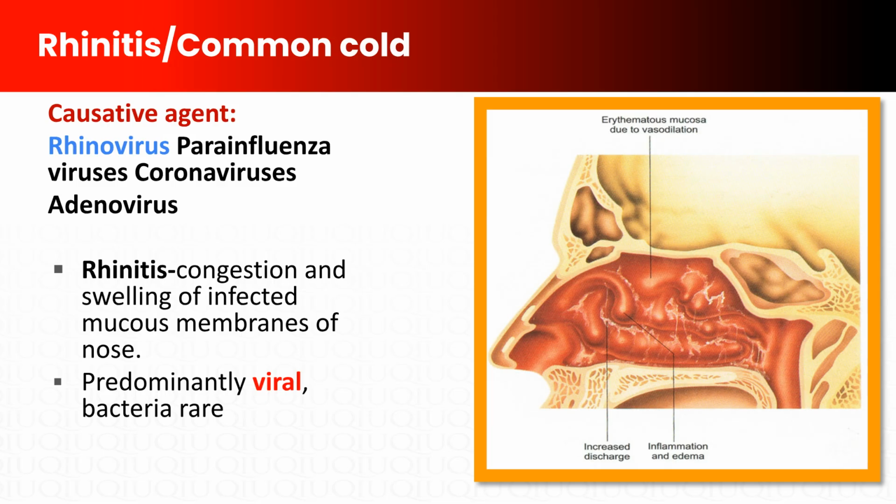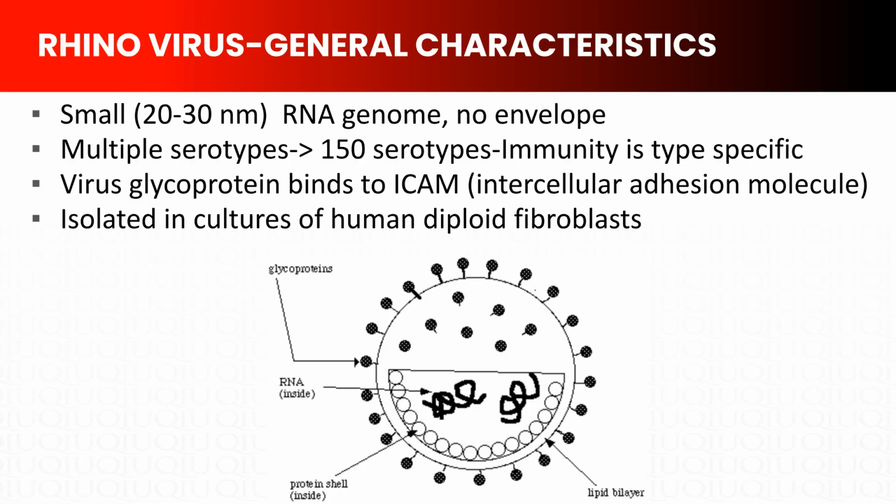It's crucial to emphasize that rhinitis is predominantly viral in origin. Bacterial causes are rare. This is important because it means antibiotics, which only work against bacteria, are not indicated for treating the common cold. The widespread misuse of antibiotics for viral upper respiratory infections contributes to antibiotic resistance, a major global health problem.